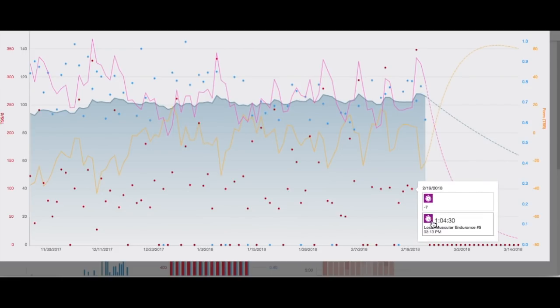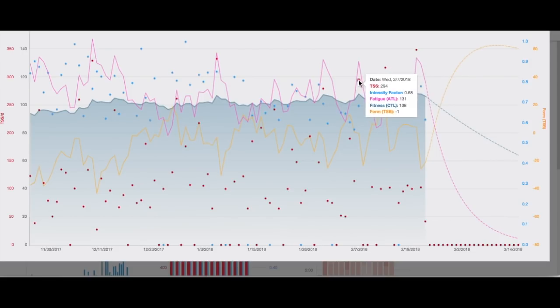So this was another one of these local muscular endurance workouts, which is sprints. It scores pretty high, and there's a bunch of those along here. That's pretty typical, where most of the workouts are going to be grouped, with training stress scores of 75, 100, 106. And then once a week, there are these big long workouts.